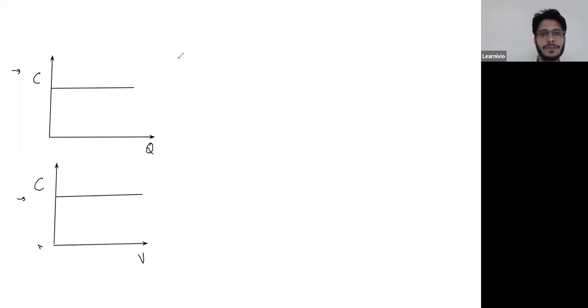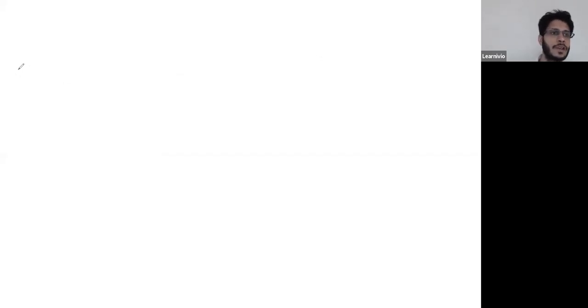Okay, after these graphs, the next is capacitance of a spherical conductor. Do one thing, just note these two graphs. I need more space. Capacitance of a spherical conductor.